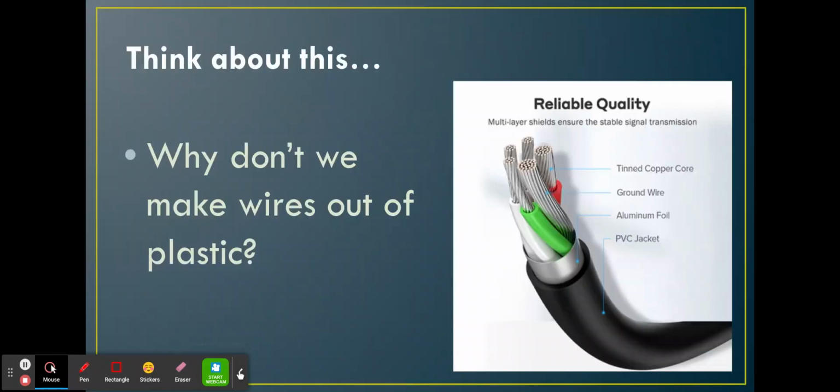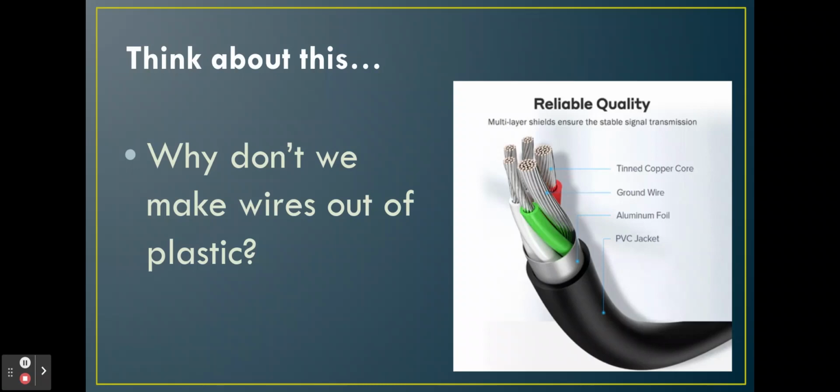while we do that. I would like for you to think about this. Why don't we make wires out of plastic? And you likely will tell me that electricity can't flow through there. It doesn't work. Plastic would melt. Those are all correct. Those are all accurate. Maybe not the plastic melting. It depends how much voltage there is. But you're correct that it wouldn't work.